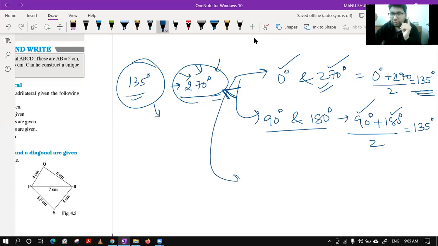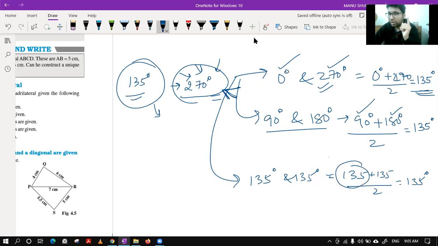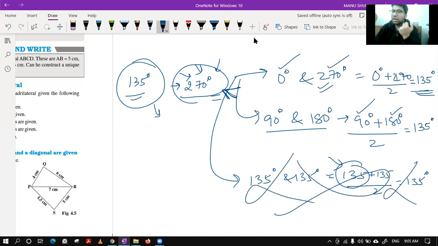Sarthak is saying 135 and 135. So Sarthak, it is fine. You can check this thing. It is working. But the problem is, Sarthak, you can't draw this angle directly. That's why this combination is not helpful to us.